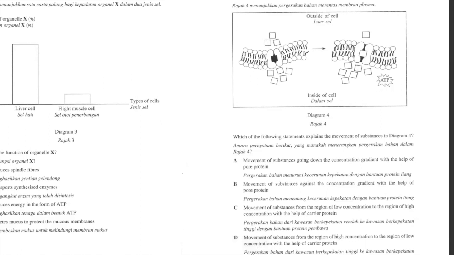Why? Because the movement of substance happens from a region of low concentration to a region of higher concentration with the help of carrier protein. Awak tengok kat sini, protein pun memainkan fungsi juga. In active transport, we only use carrier protein instead of pore protein. So A dengan B ni salah, sebab dia guna pore protein. C dengan D, C betul sebab dia guna carrier protein, D pun guna carrier protein juga. Yang menyebabkan D salah adalah perjalanan dia tu. Ingat, active transport bergerak daripada low concentration to high concentration, which is against concentration gradient.